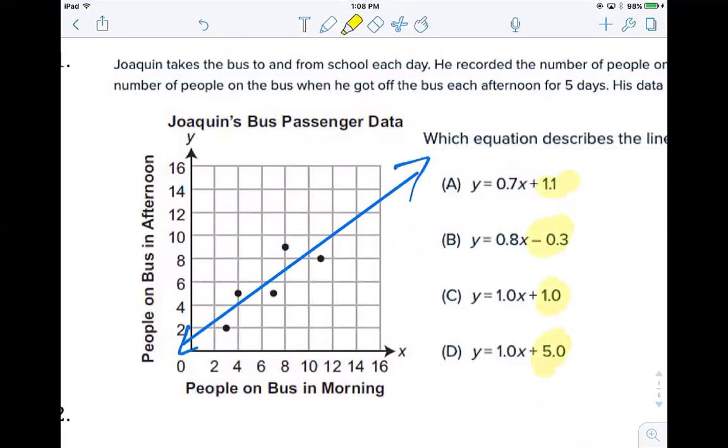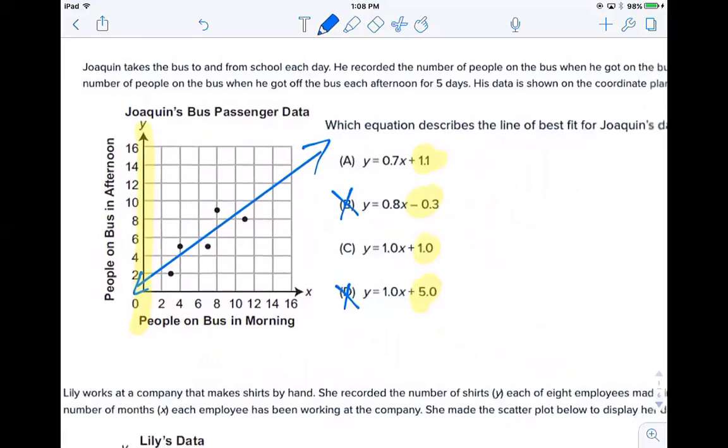So right now we're looking at our line of best fit, and I'm going to suggest looking at our y-intercept. Looking at where your line is crossing the y-axis, we can automatically eliminate answer B because that y-intercept is negative. And we can eliminate option D because that's crossing at 5, and we are not near 5. So we're looking at these two choices left.